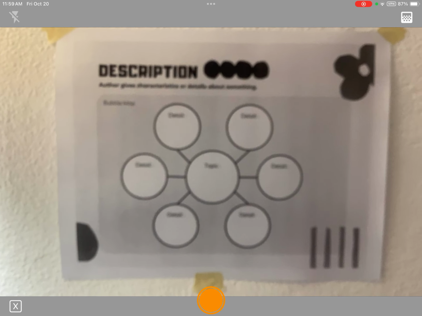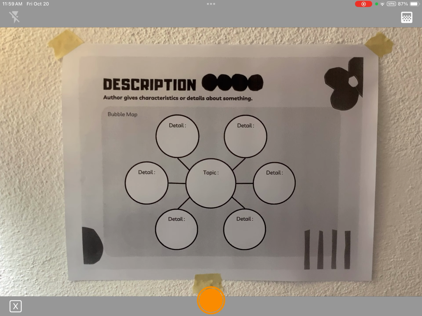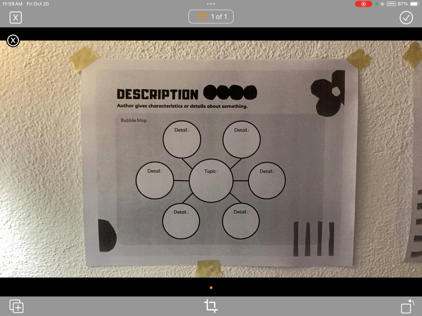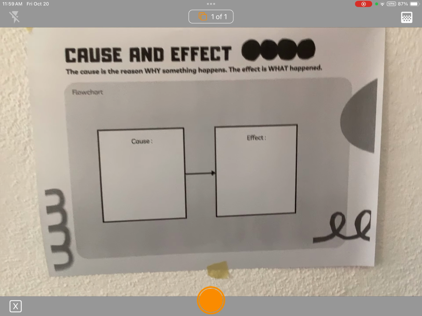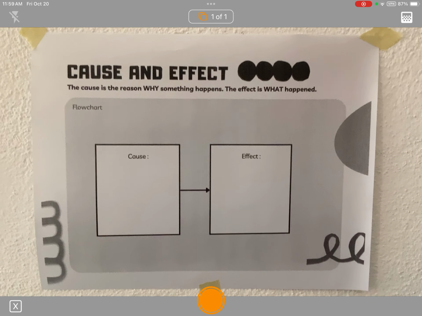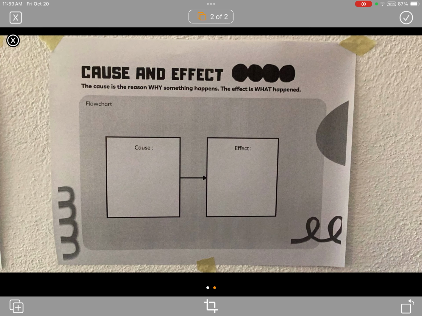Here I'm going to line up my worksheet and press the shutter button. Be sure that there's a lot of light on your worksheet so you get a nice crisp image. And when you're ready to add a new page, select the bottom left icon to add a new page. Move over to your next document and press the shutter button.